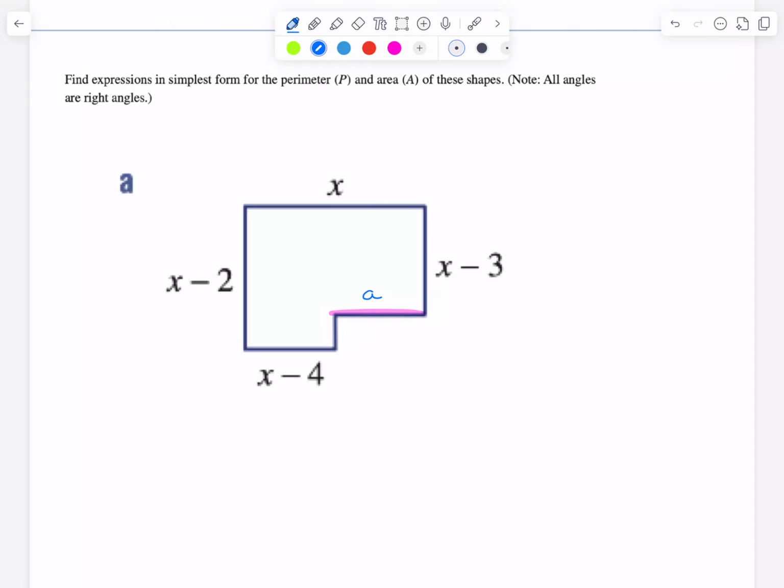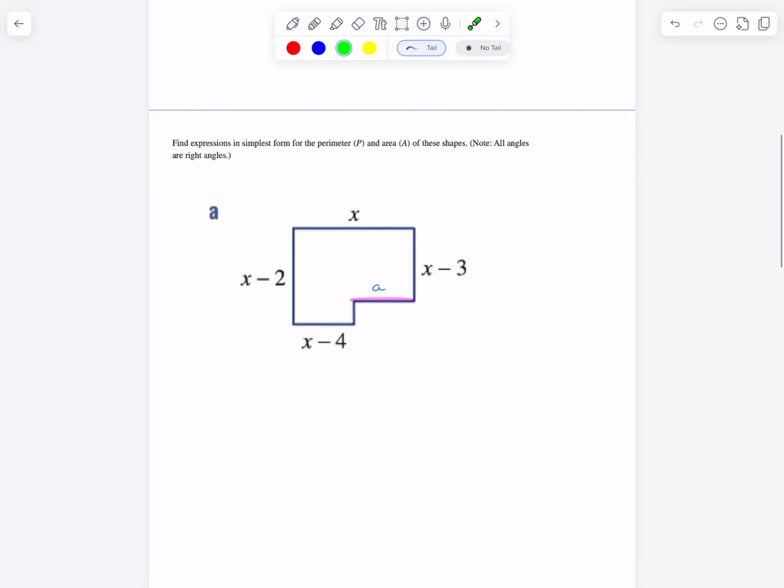So A plus this side has to equal that, right? Because they're parallel lines and they're both exactly equal. We've got a rectangle here. Does that make sense? So this plus this has to equal that line. So let's write that out. So A plus this, x minus 4, has to equal x.